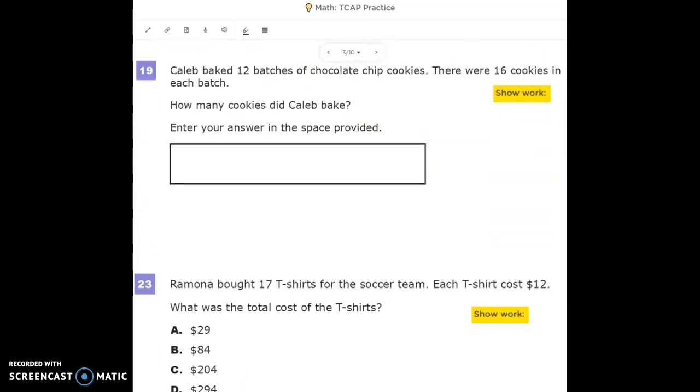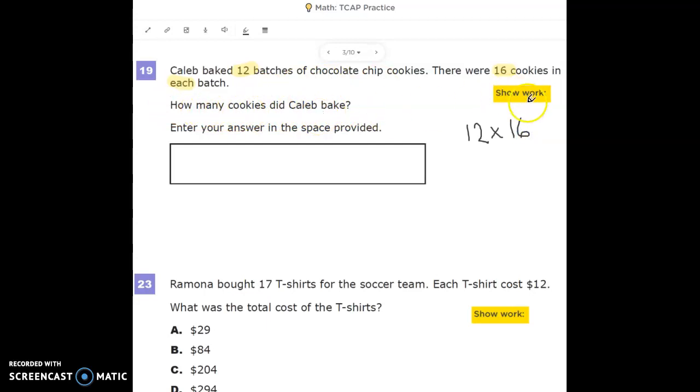Number 19 is a similar question, but notice you are allowed to use a calculator. It says Caleb baked 12 batches of chocolate chip cookies. There were 16 cookies in each batch. Look for those key words, each. Think about this as a picture in your head. If I had one cookie sheet and there were 16 cookies on that one sheet, but then I made 12 batches, that's asking me to multiply 12 times 16 to find out what the total amount of cookies Caleb baked is.